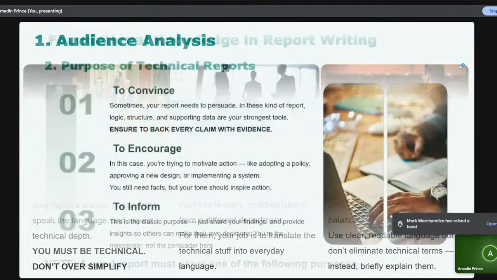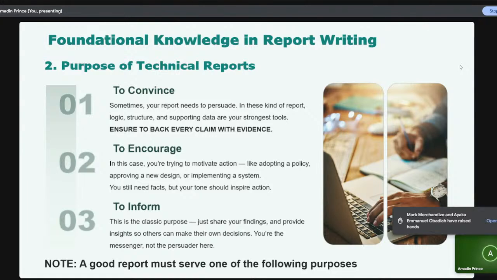Now we move on to the second thing you need to know. Remember, this section is talking about the foundation of report writing. The first one we talked about was audience analysis, which is very, very important. As someone who does this as a business, when I get any project work, the first thing I check is which level of audience I am dealing with. If the project work is for school, then I know I'm dealing with professors, people that are very, very smart, and I have to be technical in writing that report to ensure I deliver professional reports for my client.